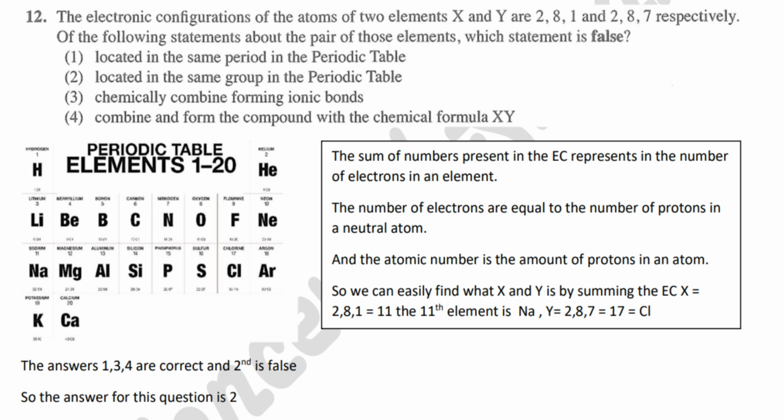Fourth one, combine and form the compound with the chemical formula XY. Remember, sodium chloride is NaCl, not Na2Cl. It's NaCl. So the fourth option is also correct. So 1, 3, 4 are correct. The fourth one is the second one. So the answer is 2.